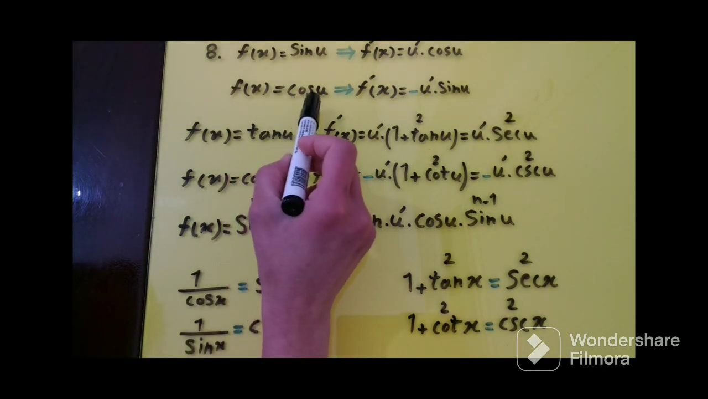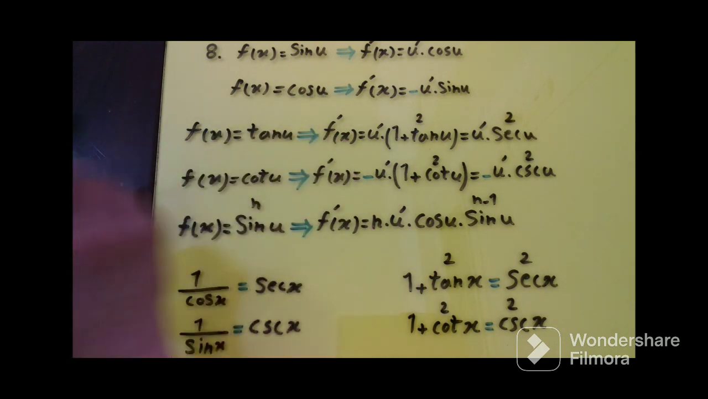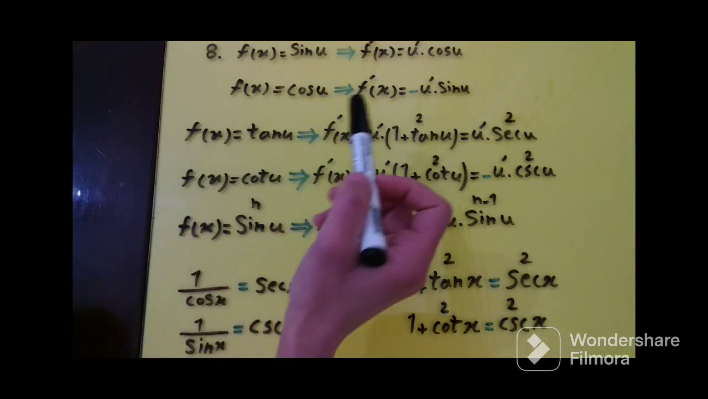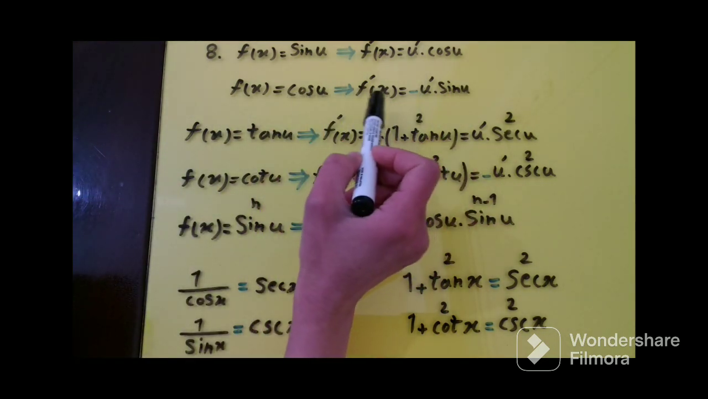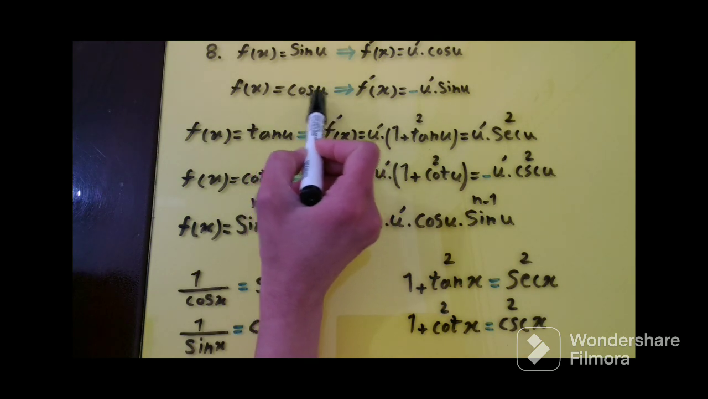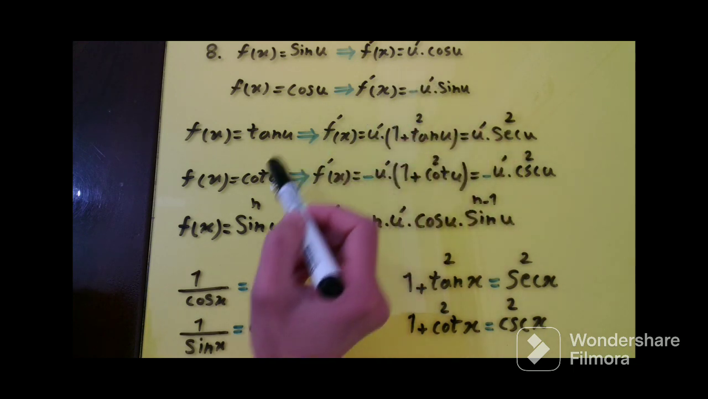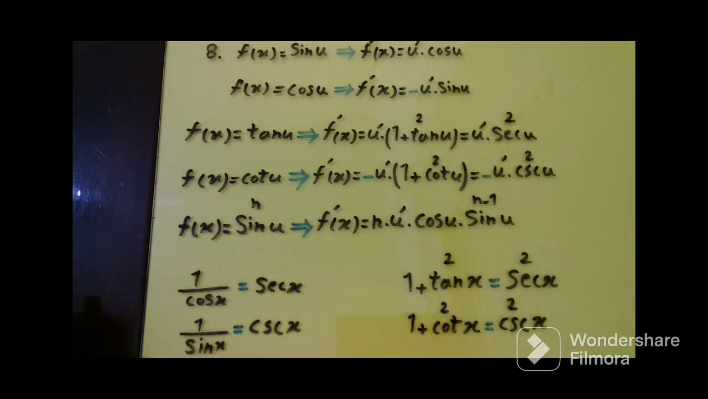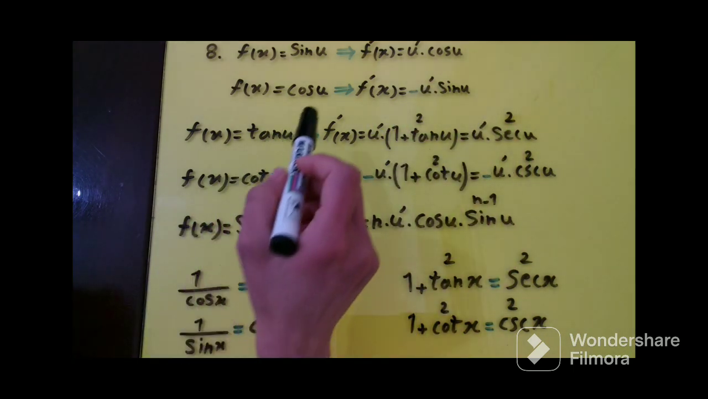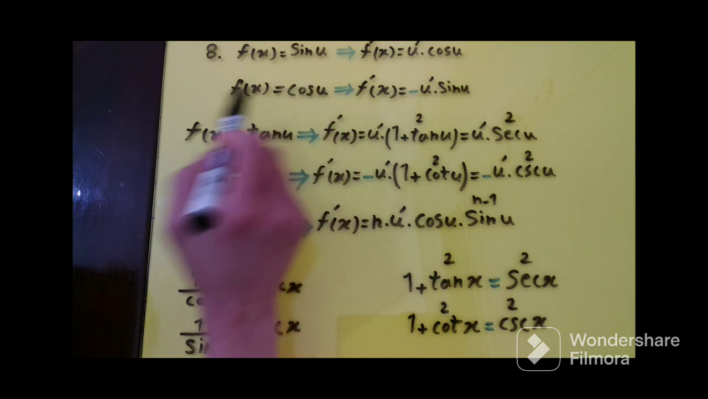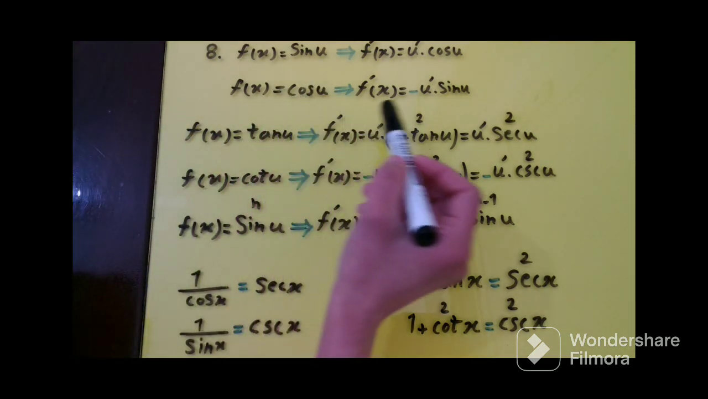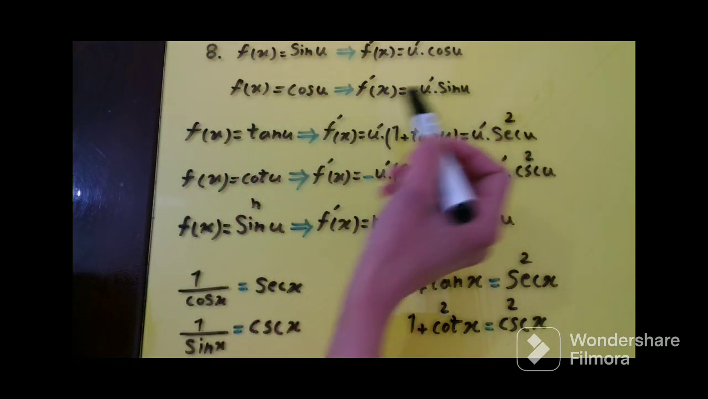Now we want to get the derivative of cosine u. For getting the derivative of cosine, first you should get the derivative of u. The derivative of u is u prime times the derivative of cosine. The derivative of cosine is negative sine.